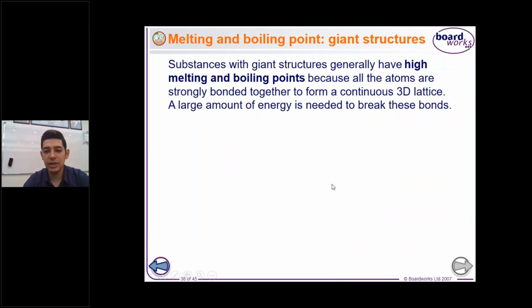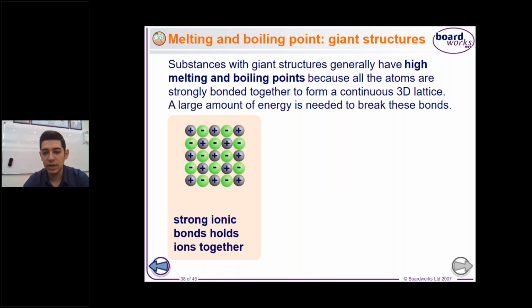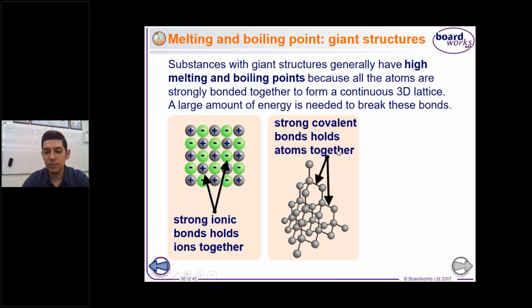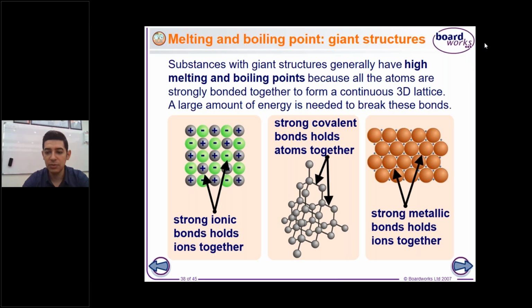So substances with a giant structure generally have high melting and boiling points because all atoms are strongly bound together, forming a continuous 3D lattice or structure. A large amount of energy is needed to break it down. In ionic compounds, we have strong electrostatic forces. They are tightly packed to each other, and it is mostly impossible to break down these bonds. You need high temperatures. Strong covalent bonds hold atoms together, like in diamond and silicon dioxide. And last one, in metallic bonding, strong metallic bonds hold ions together.